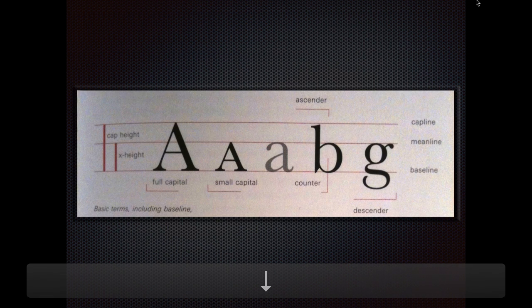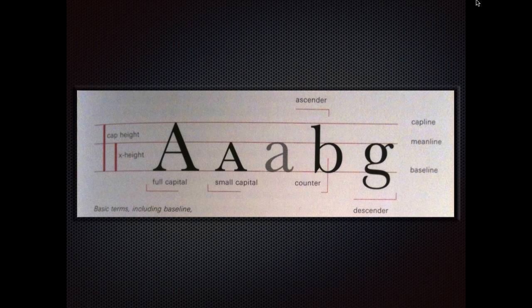If we look at the graphic of it, our X height here, in this case we have the letter A, but this could be an X, it doesn't matter, is the height of a lowercase letter. We have an ascender here, which goes up above. We have a descender that goes below. Our full capital here has a cap height that goes all the way up to here. This ratio can vary depending on the font that you choose.